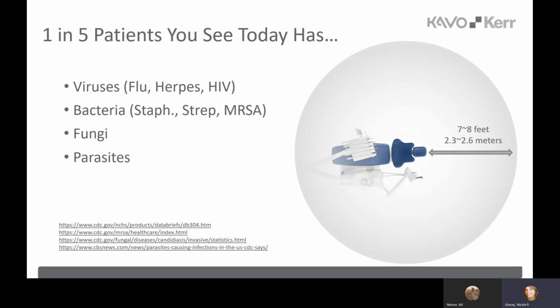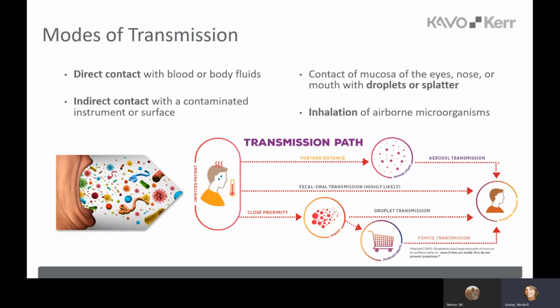So 1 in 5 patients usually have a virus such as flu, herpes, HIV, bacterial infections such as staph, strep, and MRSA, fungi, or parasites. And how do we get this? Through direct contact with blood or body fluids. So if we have a rip in our glove or something like that and we're in the mouth, you can get it right there from that kind of contact.